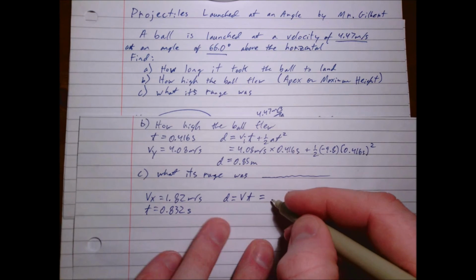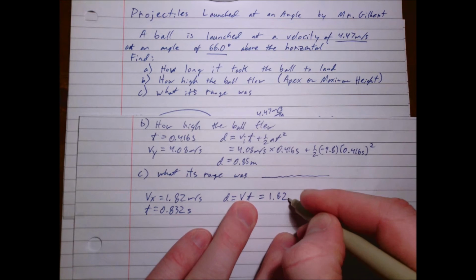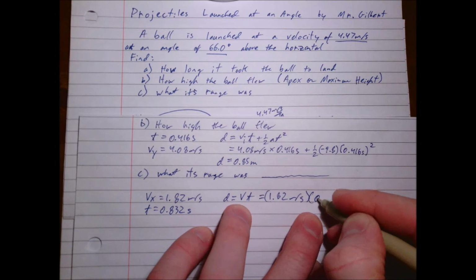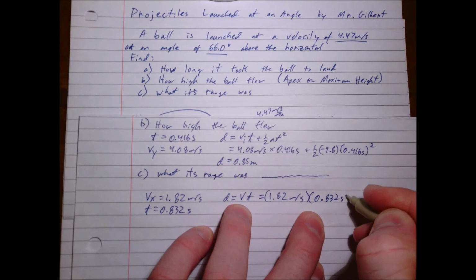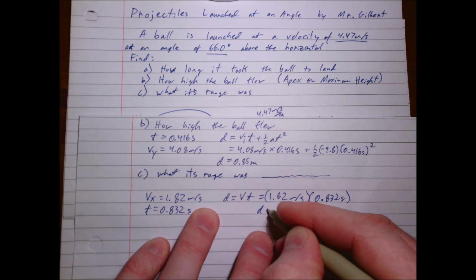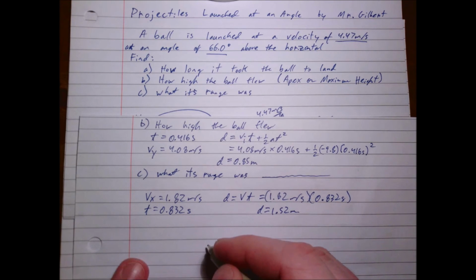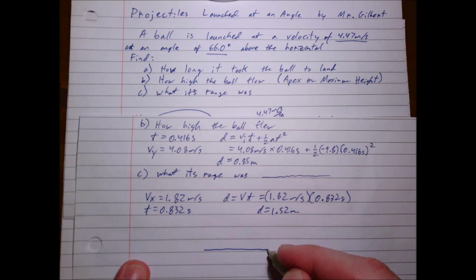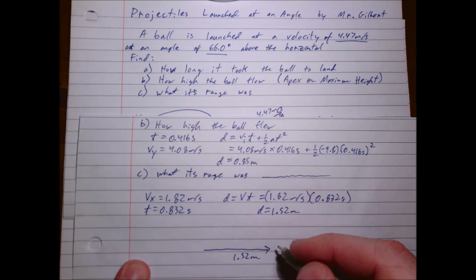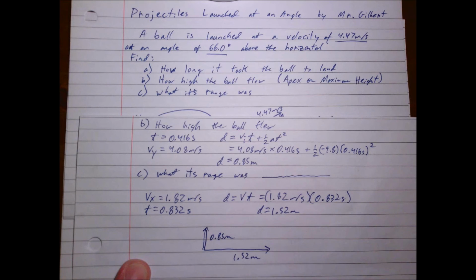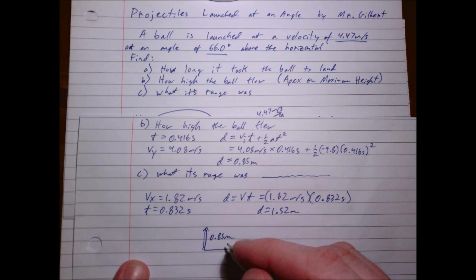So that's equal to 1.82 meters per second times the time, which is 0.832 seconds. So we end up with a distance of 1.52 meters. So it went over 1.52 meters, and it went up 0.85 meters before it came down again. That's all we're talking about.